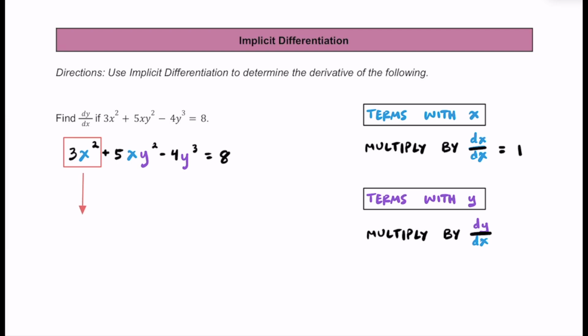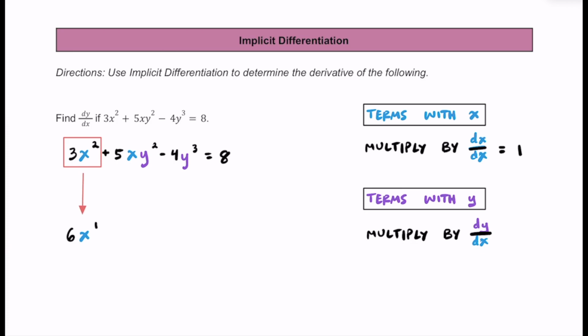Alright, let's start with this first term of 3x squared. If we use the power rule, then we're going to take this 2 and put it in front and multiply that 2 times 3. If we do that, that's going to be 6, right? And then we're still going to have this x, and this 2, we're going to lose 1 from that, so 2 minus 1 is just going to be 1. So it's going to be 6x to the first power.